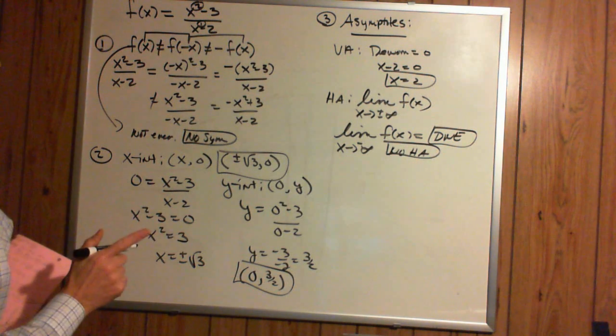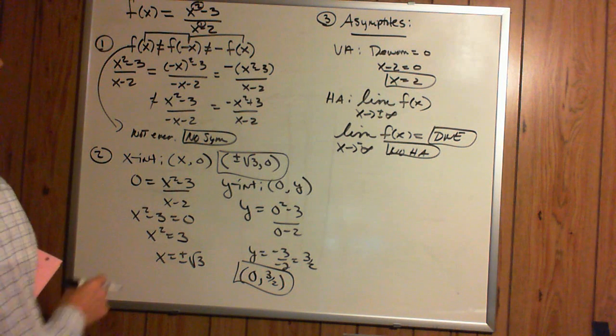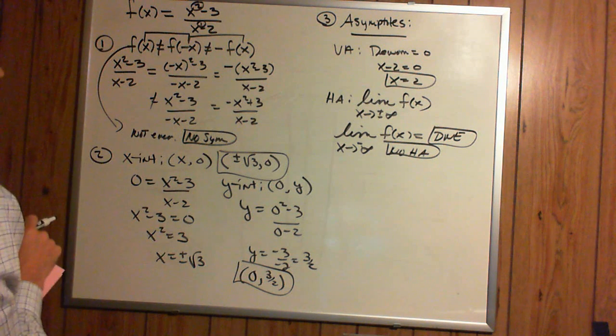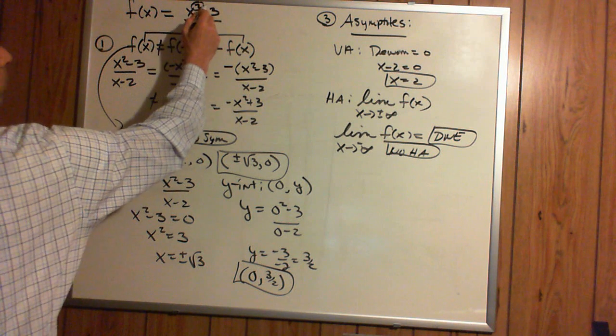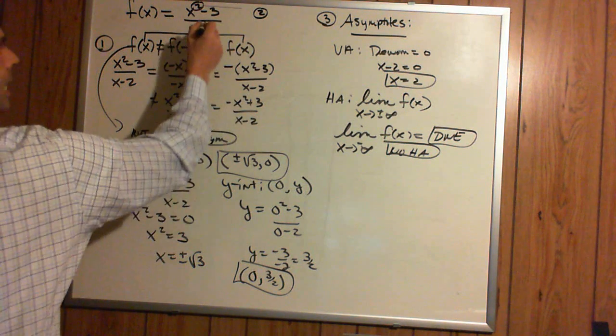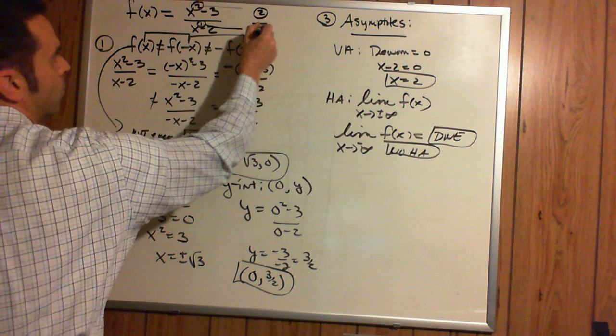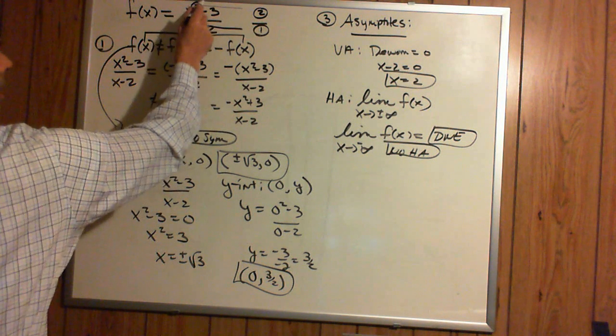But what we do have here is not a horizontal asymptote, but an oblique asymptote. And this occurs when the degree of the numerator, which is 2, is 1 more than the degree of the denominator, which is 1. This is x to the first, this is x to the second.